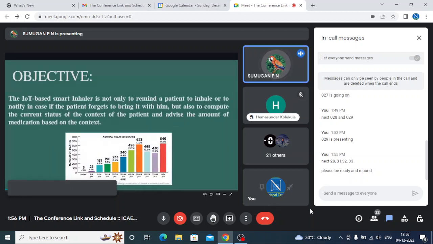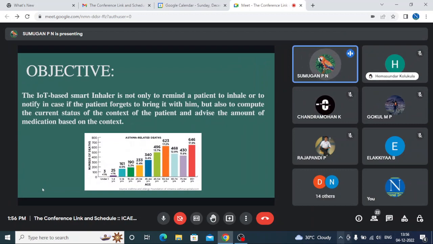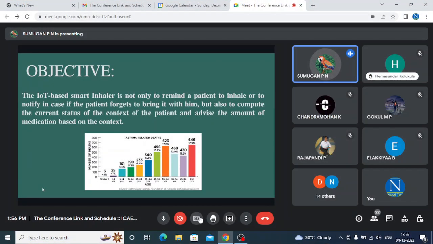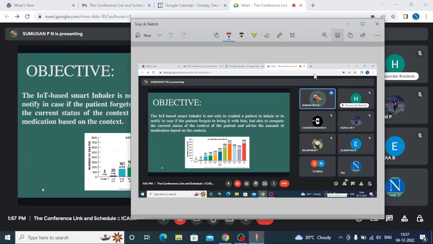So the objective of our IoT-based smart inhaler is not only to remind a patient to inhale or to notify in case the patient forgets to bring it with him, but also to compute the current status of context of the patient and advise the amount of medication based on the context.